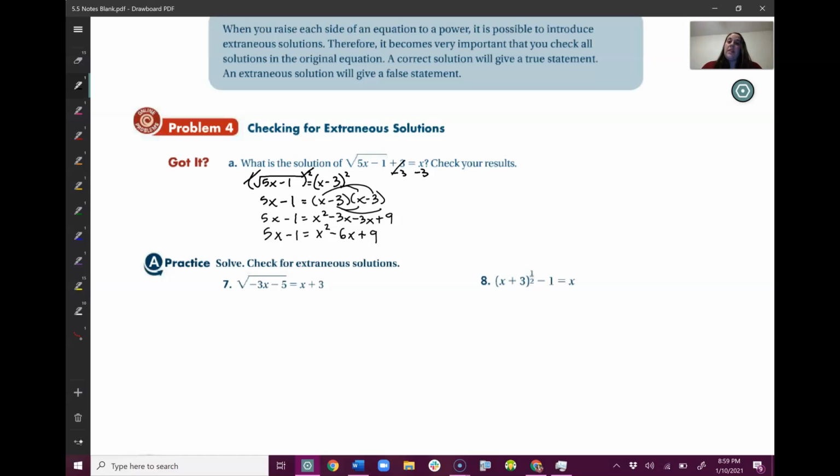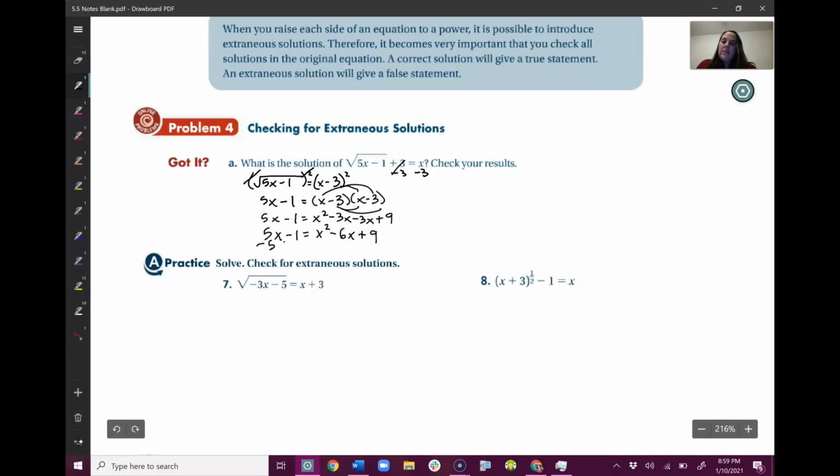Now, you'll notice that is very different than x squared plus 9. We have that middle term that changes everything. That's why you cannot just distribute a square. Now, because we have something squared, that means we're going to have to factor. But before we factor, we want to get everything to one side and then factor it.